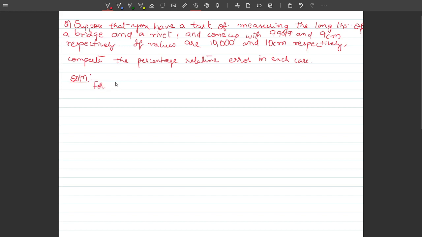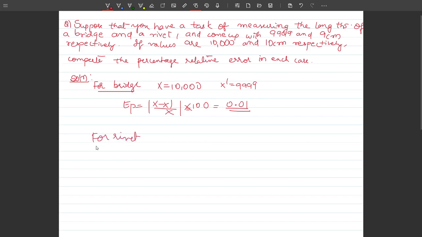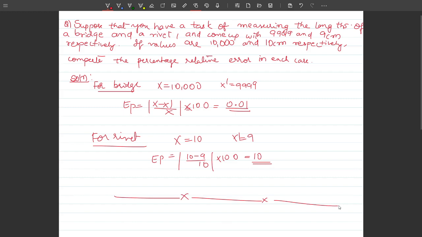For the bridge, your actual value is 10,000, but you come up with 9,999, that is x dash. So your percentage relative error EP is equal to mod x minus x dash divided by x into 100, which comes out to be 0.01. Have the substitution and get the answer. For the rivet, your actual value is 10 centimeter, but x dash is 9 centimeter. If you substitute, EP is equal to magnitude of 10 minus 9 divided by 10 into 100, which is equal to 10. Your percentage relative error is 10. So this is all about the problems related to the absolute, relative and percentage error.